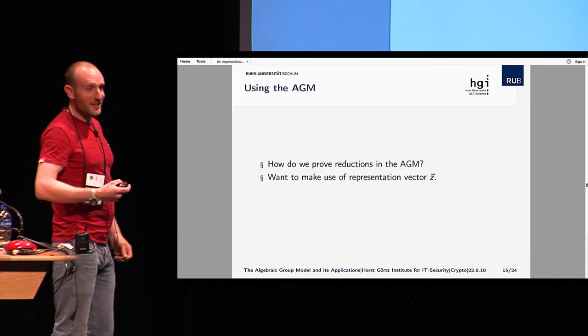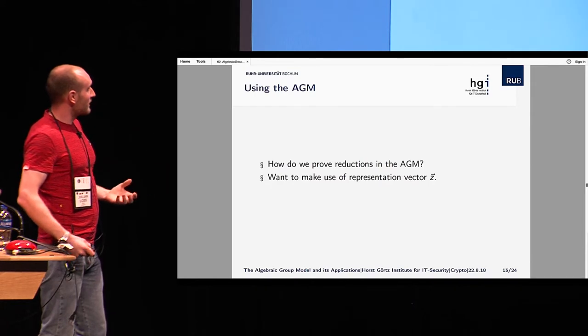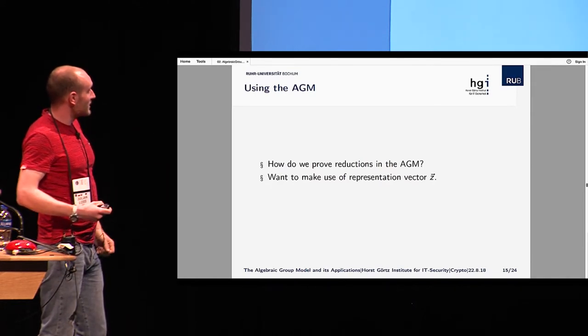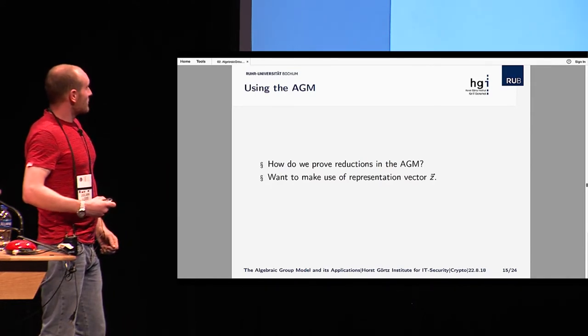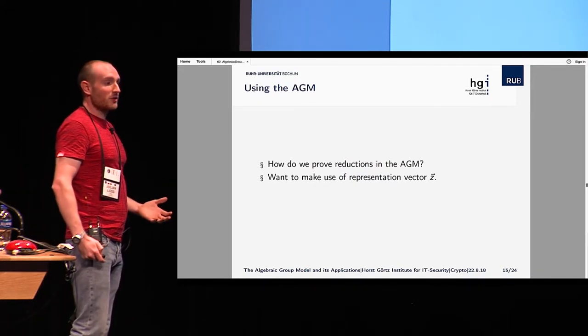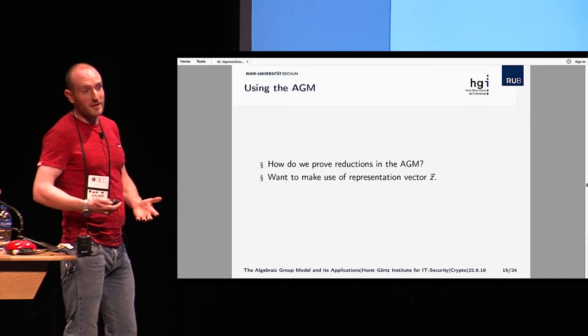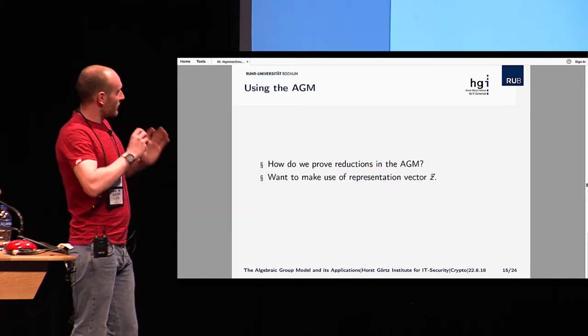I hope that I motivated it enough now. But now I want to show you how to actually use it, and I also want to show you that it is simple to use. Okay, so the goal is to make use of this representation vector Z, because this is what we get for free in the algebraic group model, and we don't get in the standard model. So that's sort of going to be the roadmap.